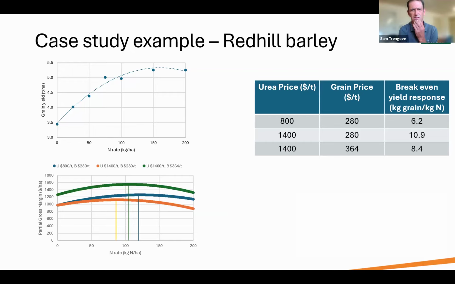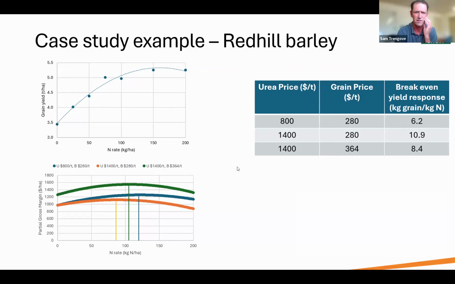This last scenario is a what if. It's a hypothetical that doesn't currently exist, but it's looking at the what if of if grain prices increase by 30%, which I guess we're all optimistic that that might be the case at some point. So we increase our barley grain price from $280 to $364 per tonne. Our break-even yield response now is 8.5 kilos of grain per kilo of N.